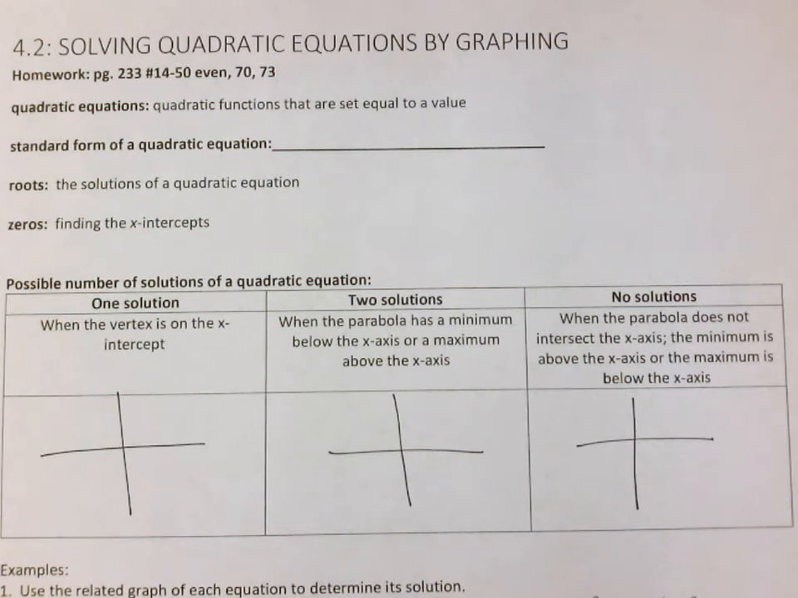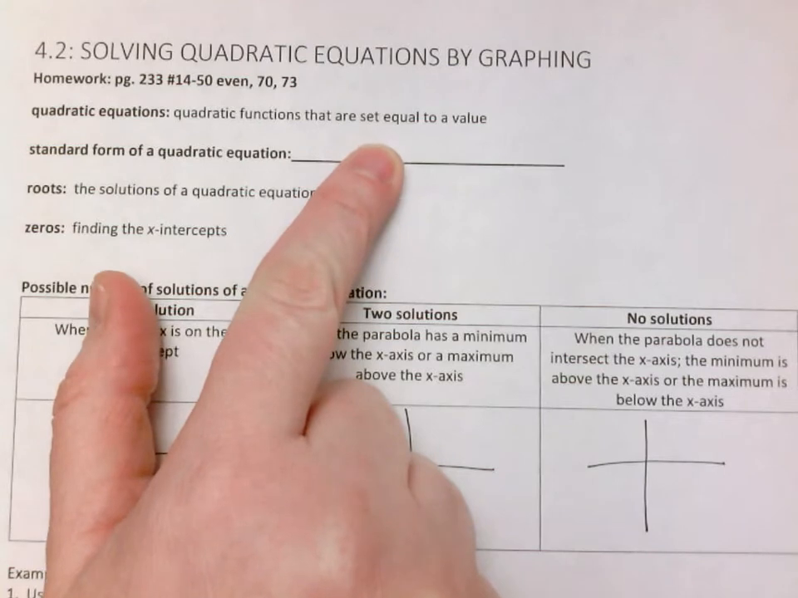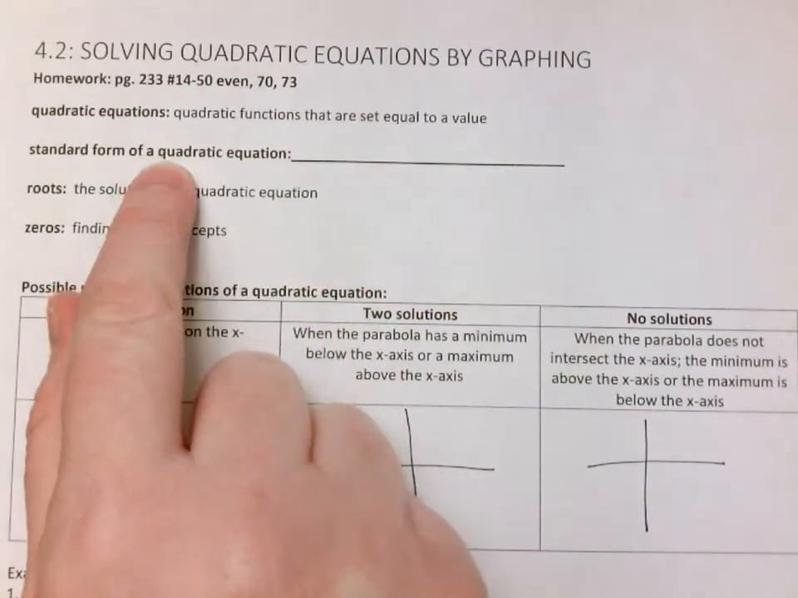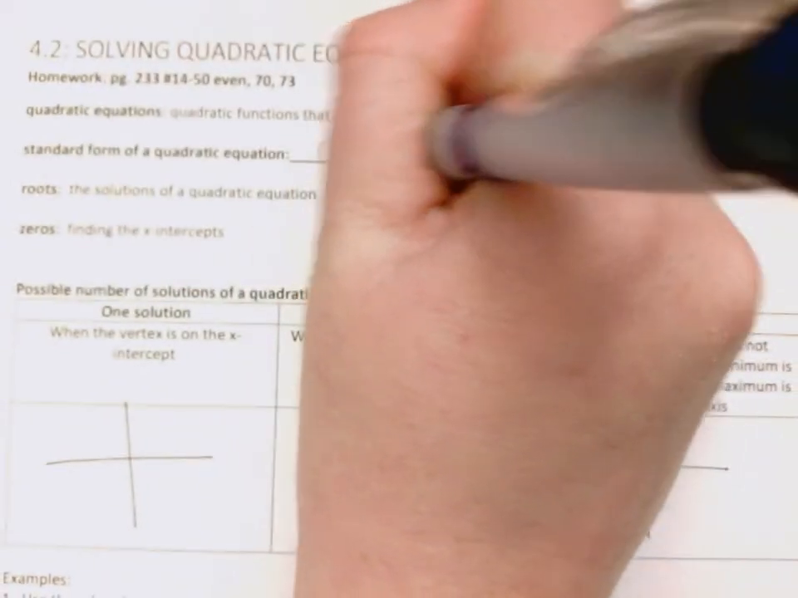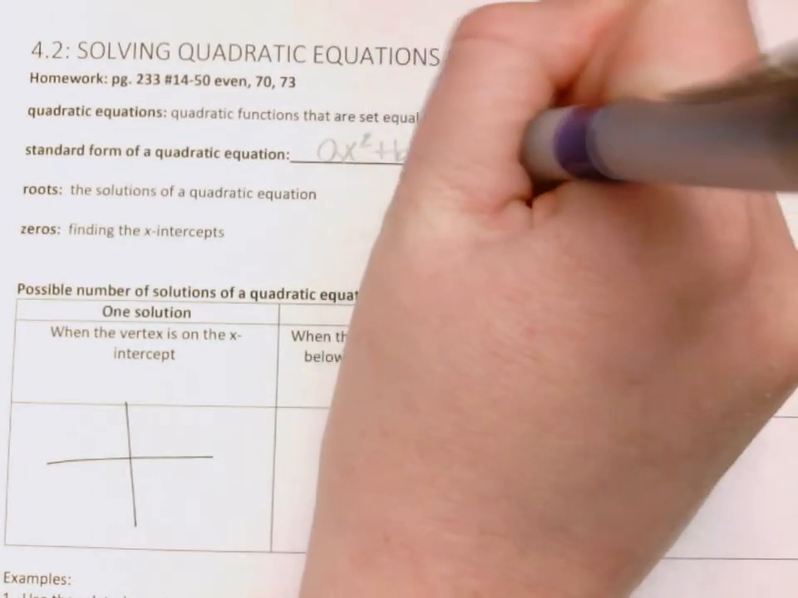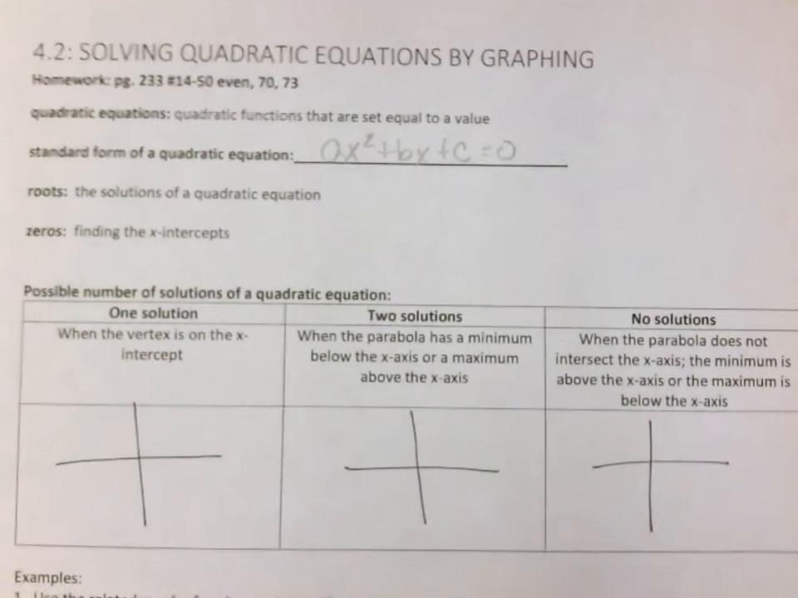Okay, so this video here is about 4.2. We're going to solve quadratic equations by graphing. Quadratic equations are the functions that are just set equal to a value. When you want to solve them, you have to set them equal to 0. Standard form of a quadratic equation is ax squared plus bx plus c equals 0. So we want to make sure that we set it equal to 0.